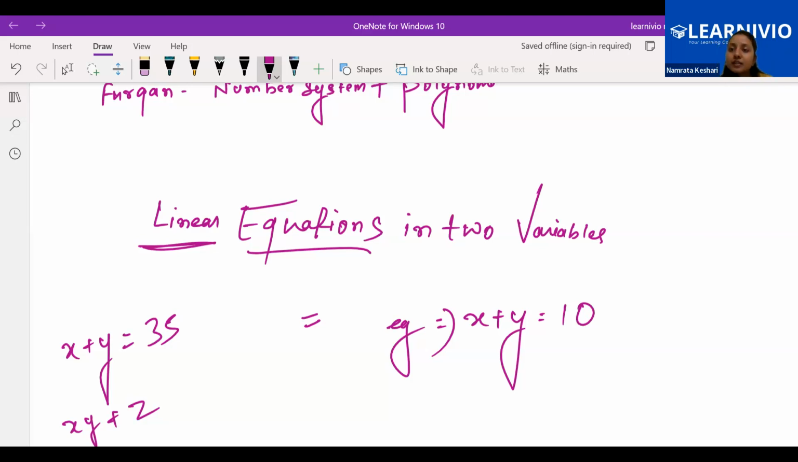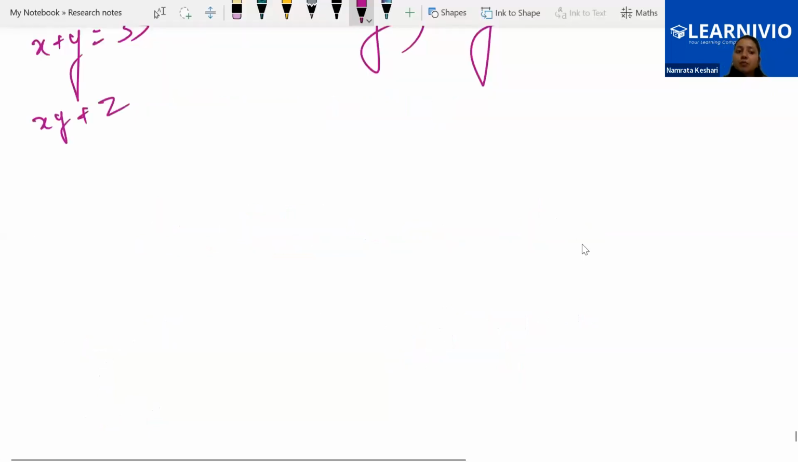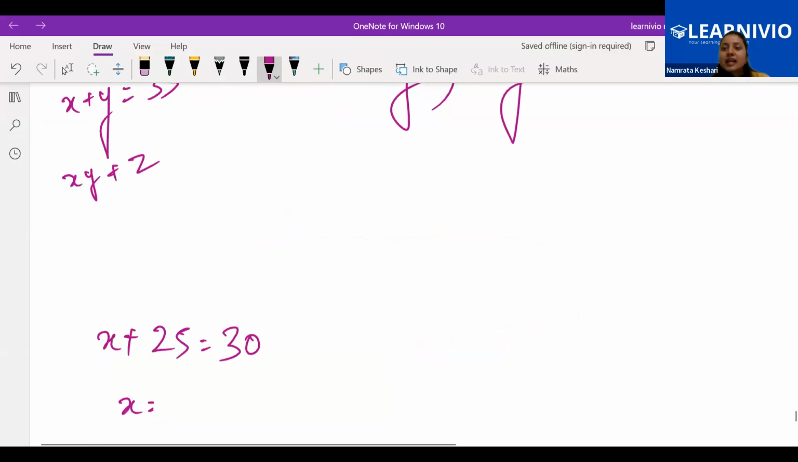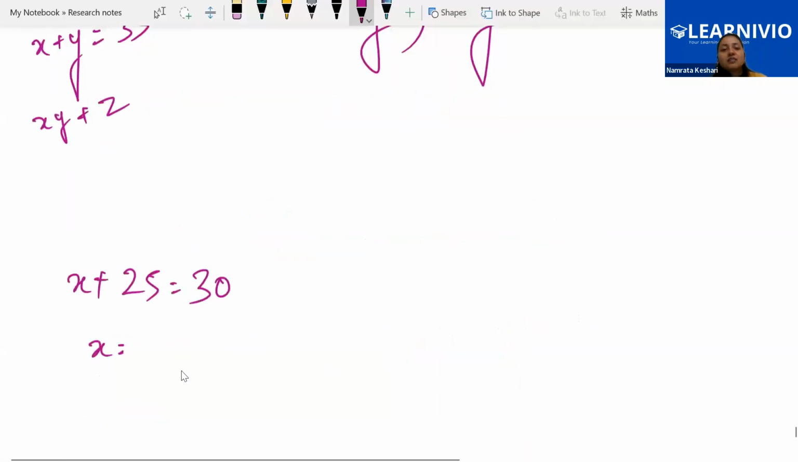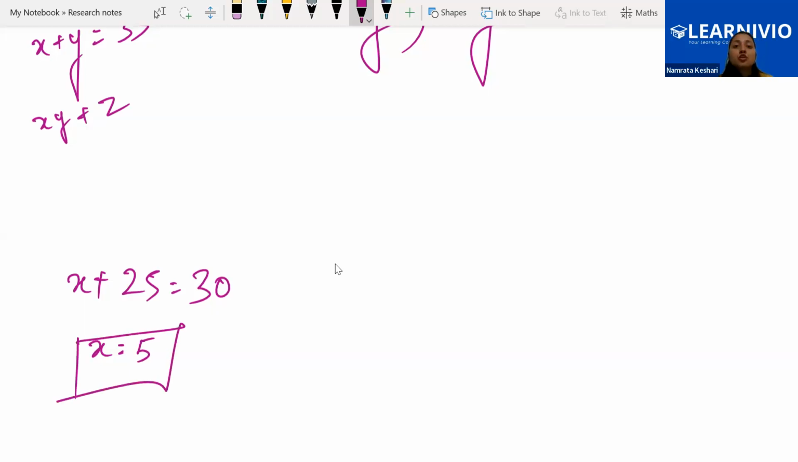Now when we were talking about linear equations in one variable, you must have solved this type of equation: x plus 25 is equal to 30. Can you tell me what x value we are going to get once we solve this equation? 5. Exactly, you have done this. This is very basic. You have also solved fractional equations. 30 minus 25 will be just 5. x equals 5 is the solution of this equation.